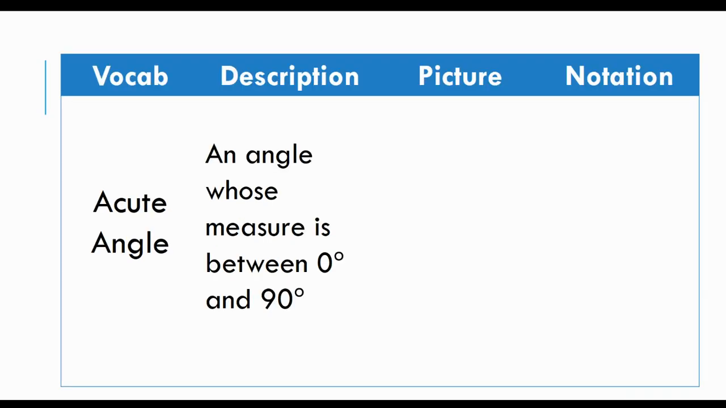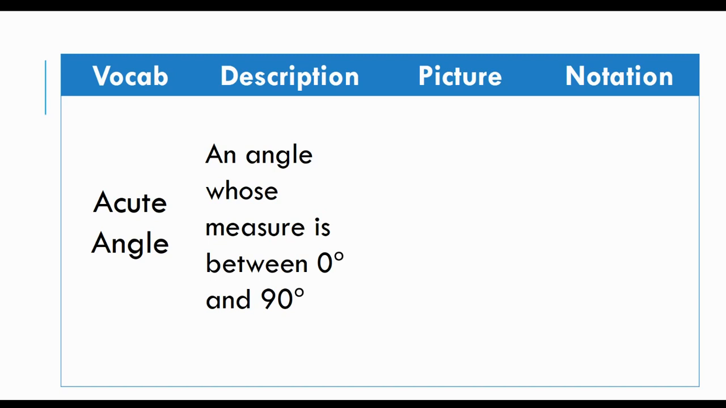So these vocab words are just as important as the very first lesson where we are starting to get the foundation of geometry, which once again, remember, is just like a language. And so it's very important that we know these vocabulary words. So an acute angle is an angle whose measure is between 0 degrees and 90 degrees. Okay, I'm sure you guys have heard about acute angles in the past.